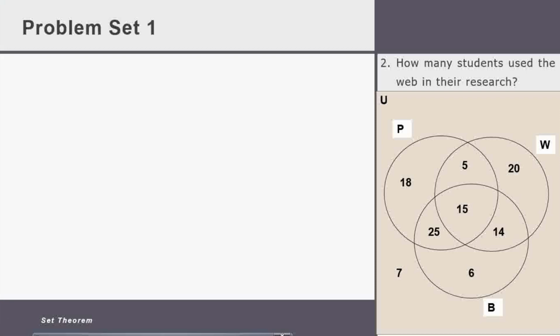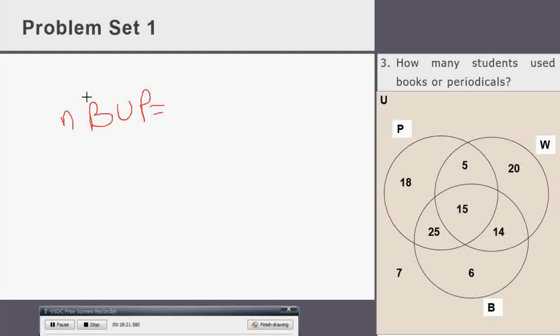Okay, so we can move on. How many students used books or periodicals? Now, this question is asking us to combine the number of students who used books and the number of students who used the periodicals, getting the number of students who use the books or periodicals. So or means union. If the question said books and the periodicals, we would have been finding the intersection. So the and will represent intersection, the or will represent the union.